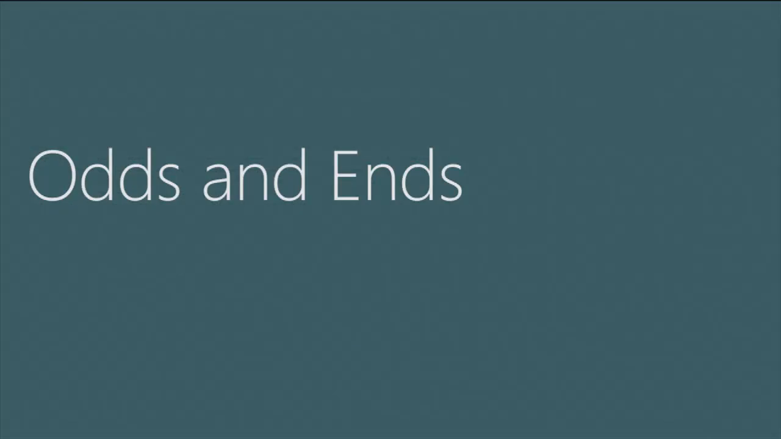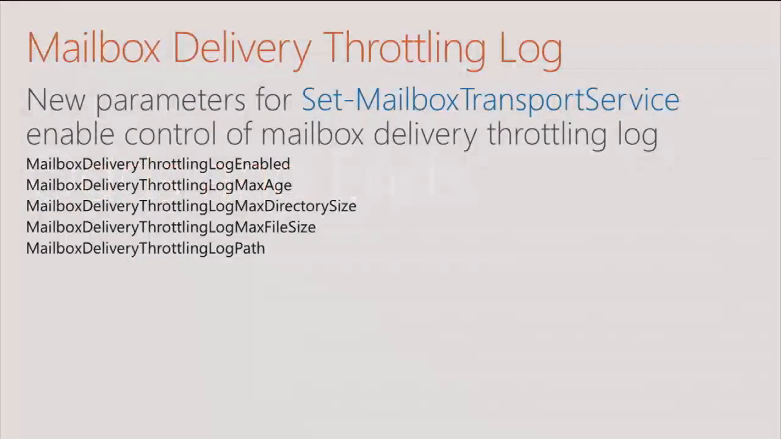All right, some odds and ends. Mailbox delivery throttling. This is another one of those areas where we're trying to give you control over the types of logging that we're doing on the system. As you may have discovered by now, in Exchange 2013, we do a considerable amount of logging in the file system. And in fact, that is one of the reasons our minimum system requirements went up from the disk perspective from 1.3 gigabytes in Exchange 2010 to 30 gigabytes in Exchange 2013 because of all the logging that's going on.